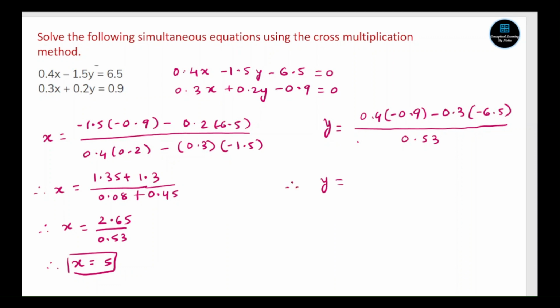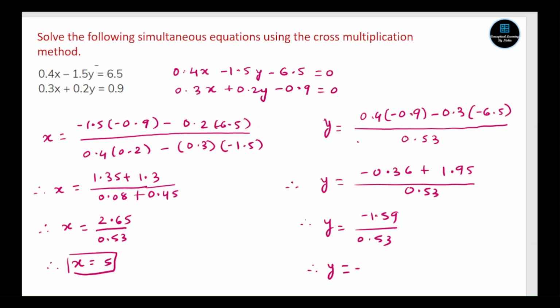I am simply writing the denominator value. We already found that. So this is negative 0.36 plus 1.95 over 0.53, and then we'll get y equals a negative value, which is negative 3, right? So we got the solution. The solution is x equals 5, y equals minus 3. Write your answer properly. Perfect.